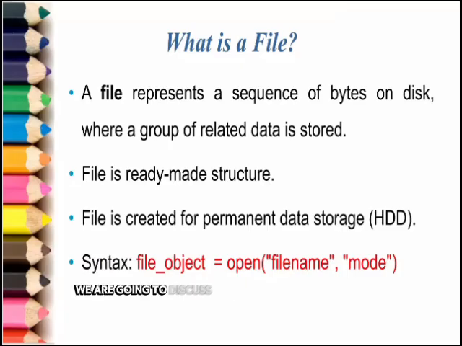So today we are going to discuss the important concept of file handling in Python. First of all, what is a file? A file is a sequence of bytes on disk where a group of related data is stored. Or simply we can define that a file is stored information. A file is a ready-made structure where we can store data permanently. Then a file can be created in a secondary storage device, where you can access it whenever you want.